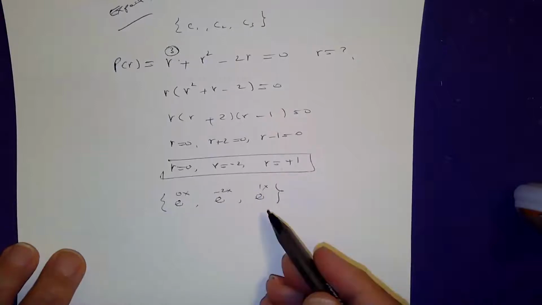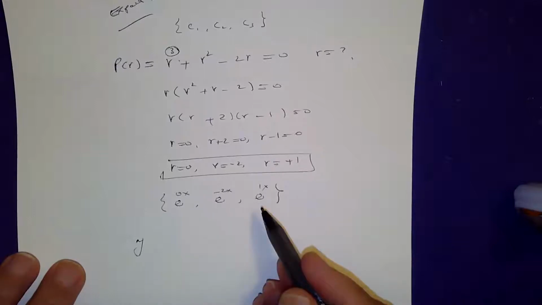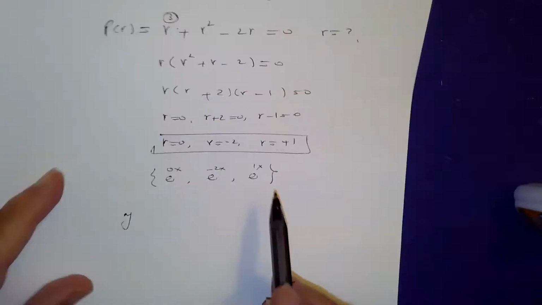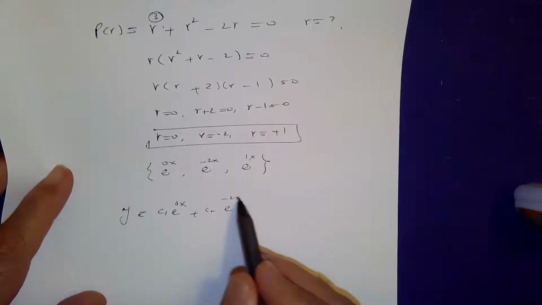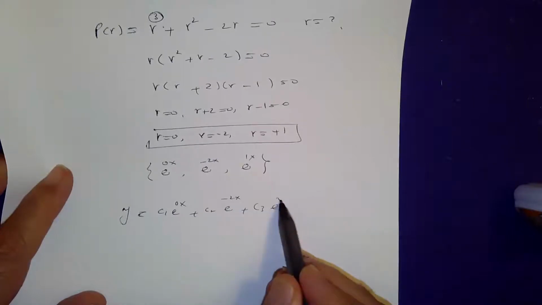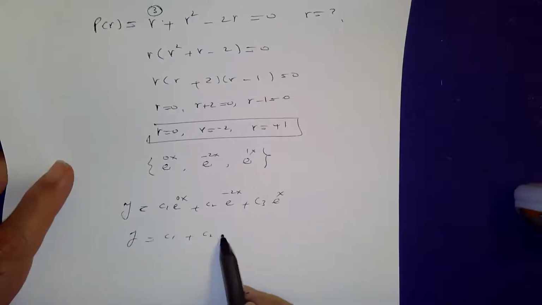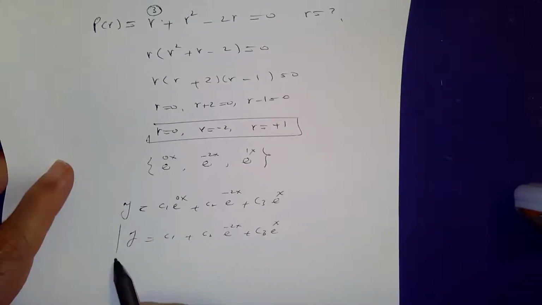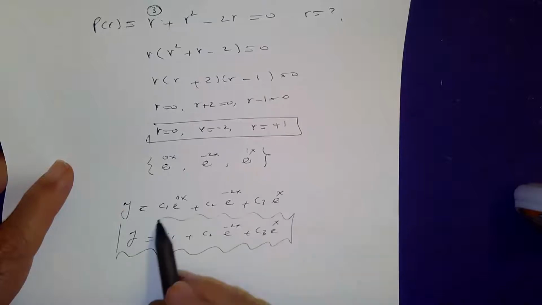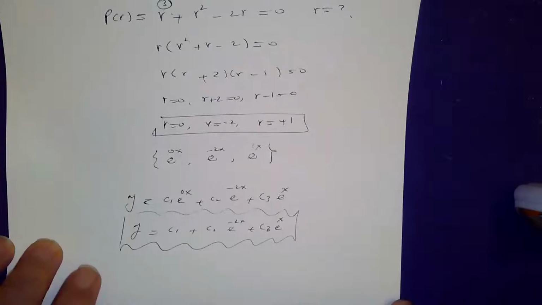But that's not it. The final answer is a linear combination of these guys. I gotta have C's in my answers. Remember, expect 3 C's. So you kind of go, what? C1 e to the 0x, C2 e to the -2x, C3 e to the x. But e to the 0x is 1, so that's C1 plus C2 e to the -2x plus C3 e to the x. 3 C's. And there's no way I can combine the C's.